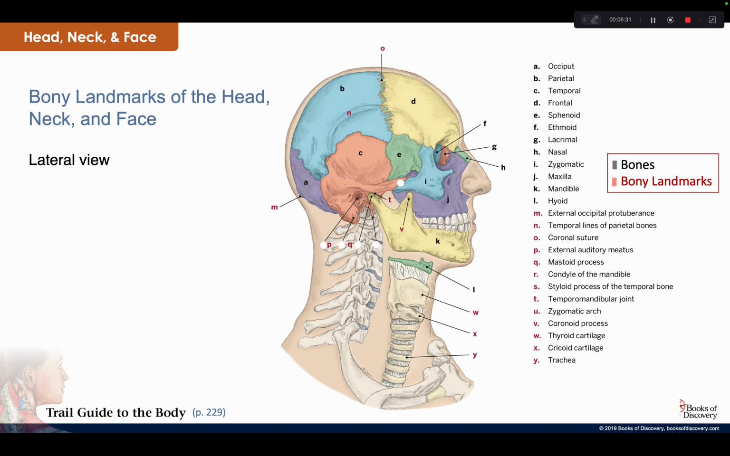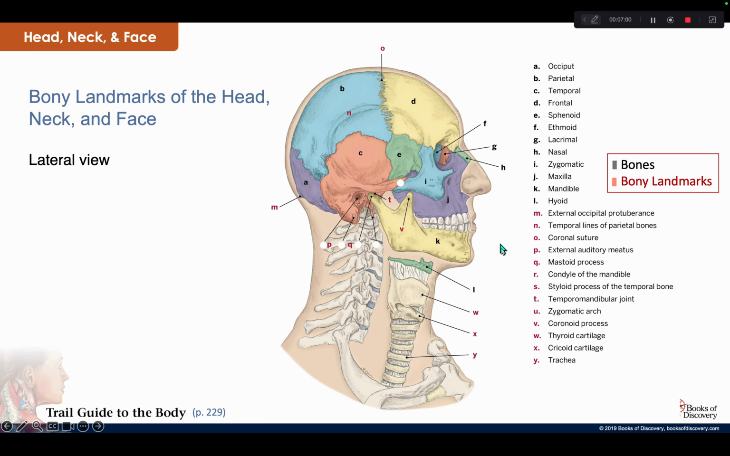So you guys can look at your slides and study this diagram. It is in the book on page 229 as well. We have a key here. The bones are all going to be in black, and the bony landmarks are all going to be in red. So this shows a full view of the bones and the bony landmarks that we need to get familiar with.